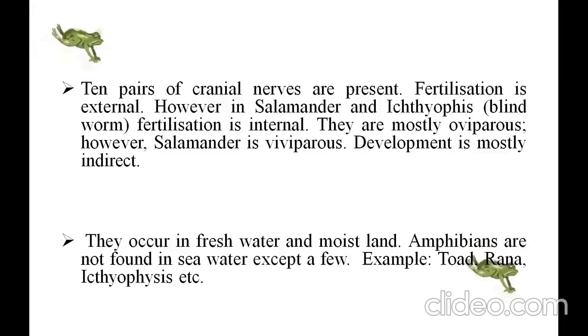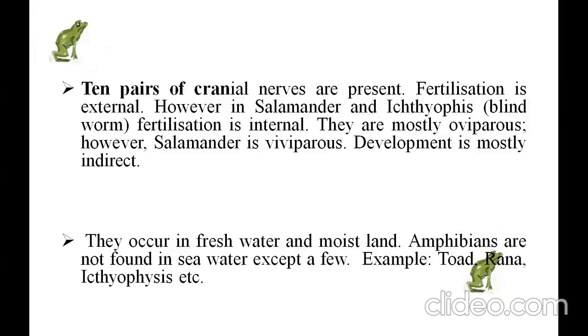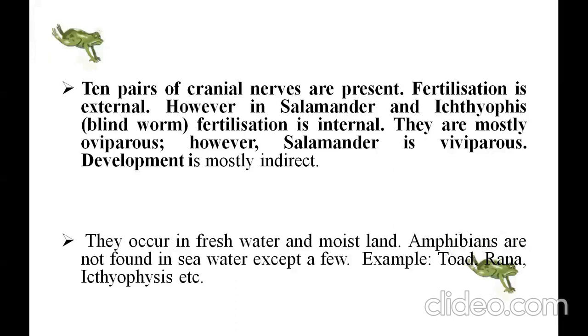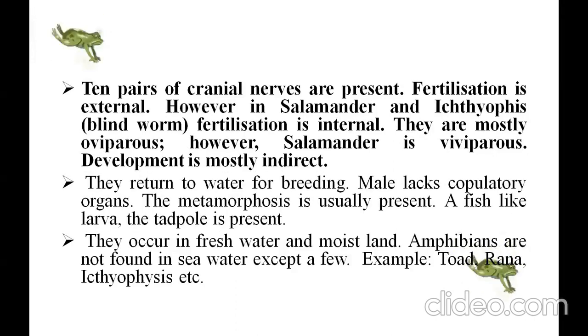Indirect in the sense that we know they have larval stages. The organism possesses larvae in between to develop into the adult one. That is what we mean by indirect development. And here the amphibians also have indirect development. The larva metamorphoses to change into the adult. And they return to the water. Though they reside on terrestrial land, they return to the water for breeding. Male lacks copulatory organs. Metamorphosis is usually present, and a fish-like larva, that is the tadpole, is present.